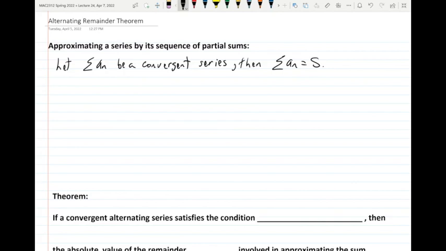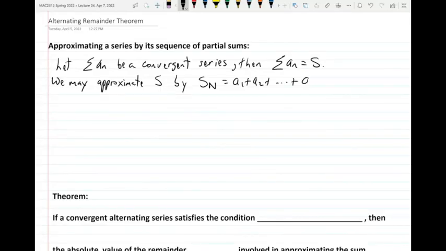So one notion is, well, after all, this is the limit of Sn, right? And we know the limit of Sn equals this number. So if you pick n big enough, with the partial sum, you should be able to get closer and closer to what this value is, okay? So as a notion, let an be a convergent series, then it has a sum. We may approximate S by Sn, which is a sequence of partial sum, right? Remember, this is a1 plus a2 all the way up to an, okay? And of course, we do this for n large enough.